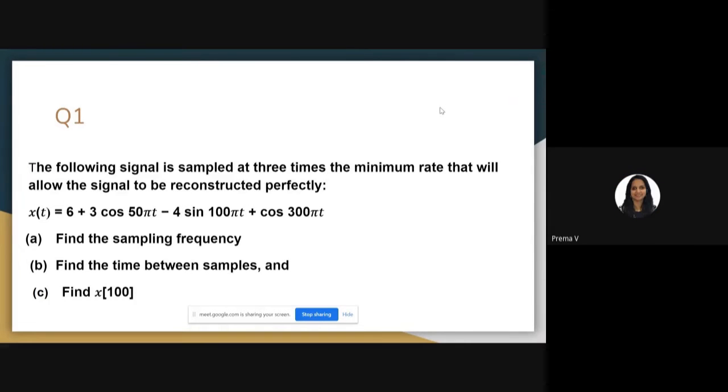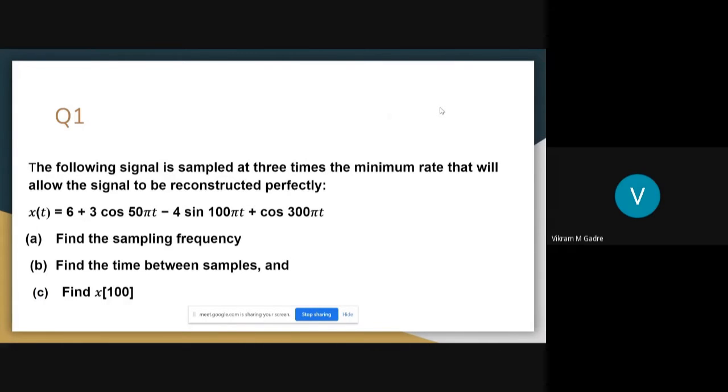So I have prepared 3 questions on sampling, sir. Very good. The first question is: the following simple signal is sampled at 3 times the minimum rate that will allow the signal to be reconstructed perfectly. And the signal expression is given. There are 3 parts to the question: find the sampling frequency, find the time between the samples, and find x of 100.